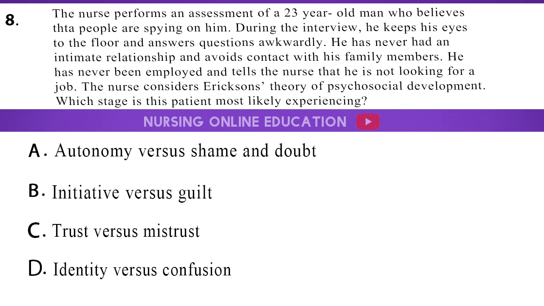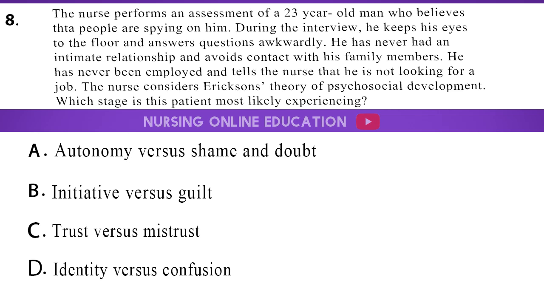8. The nurse performs an assessment of a 23-year-old man who believes that people are spying on him. During the interview, he keeps his eyes to the floor and answers questions awkwardly. He has never had an intimate relationship and avoids contact with his family members. He has never been employed and tells the nurse that he is not looking for a job. The nurse considers Erikson's theory of psychosocial development. Which stage is this patient most likely experiencing?